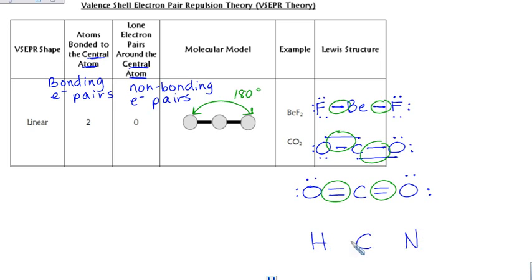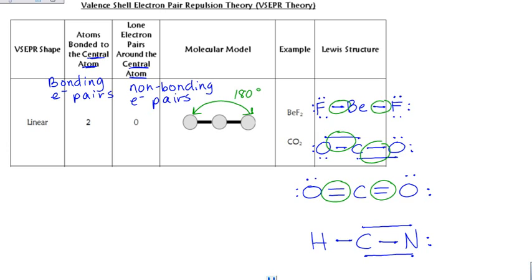HCN. The carbon in the center has 4 valence electrons. Hydrogen has 1. We can single bond the hydrogen. Nitrogen has 5 valence electrons. I'm going to put the 3 singles toward the center and then the pair on the outside because I want the single electrons to match up. That's where we share electrons. So here's my hydrogen cyanide, HCN. A single bond and a triple bond.